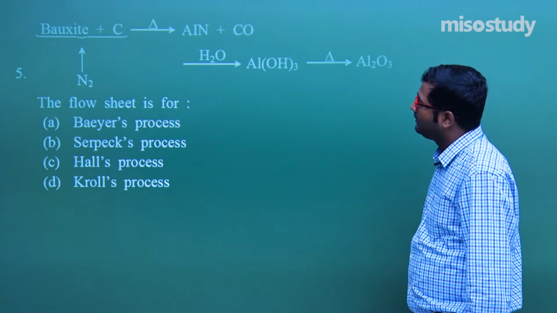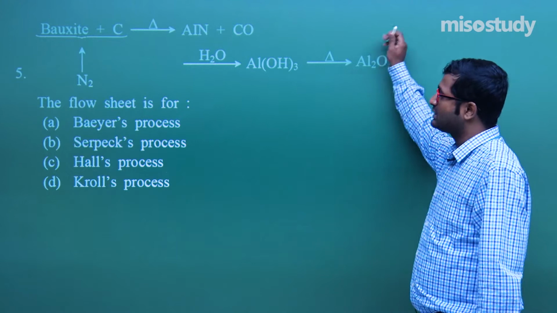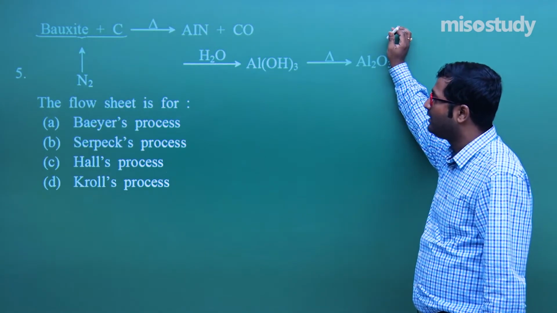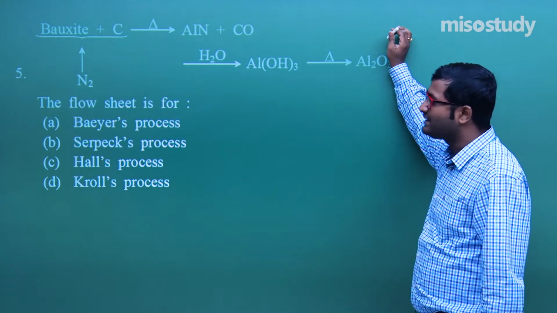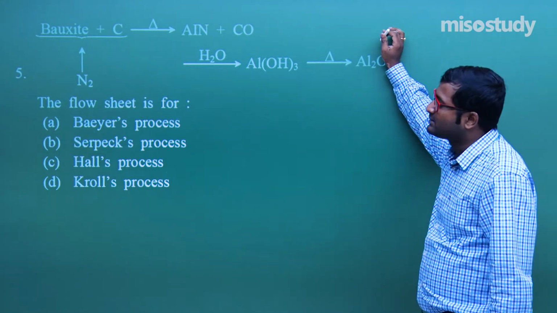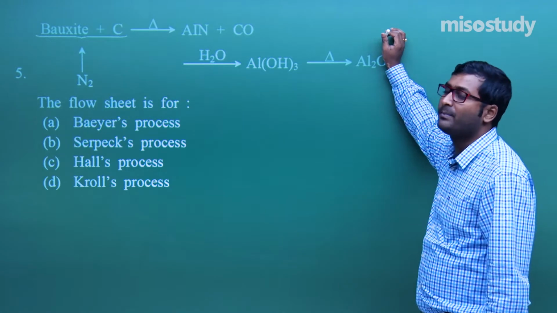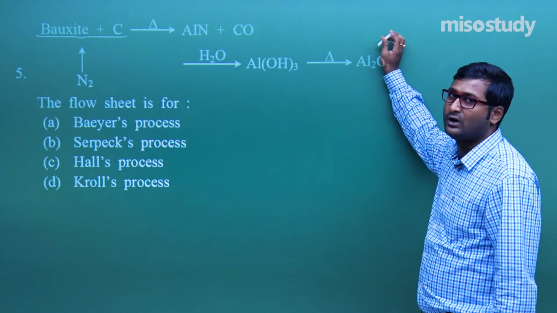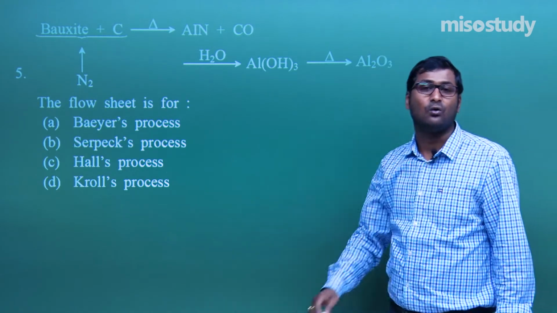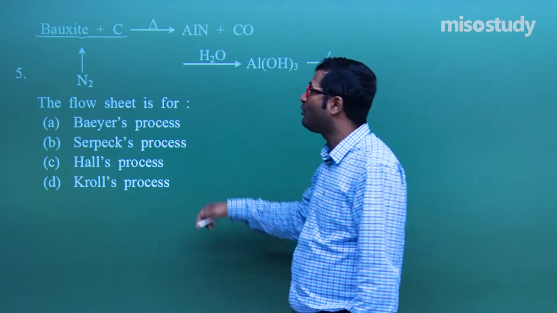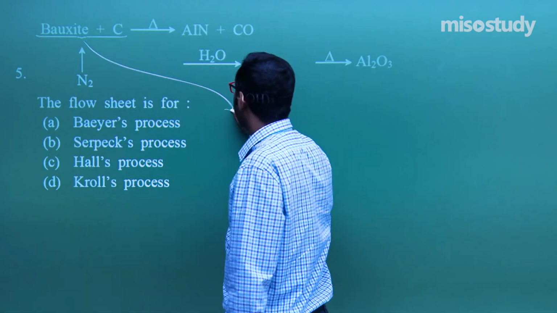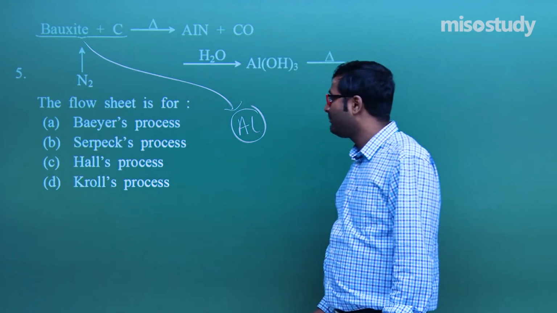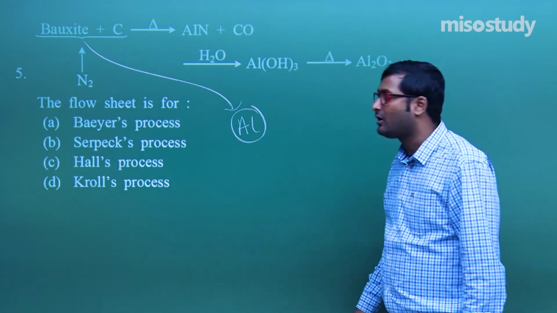Question five. This is the process of extraction of metals. Here is bauxite. Tell me, bauxite is the ore of? Sir, bauxite is the ore of calcium. Am I right? Sir, you are wrong. Bauxite is not the ore of calcium. It is the ore of aluminium.